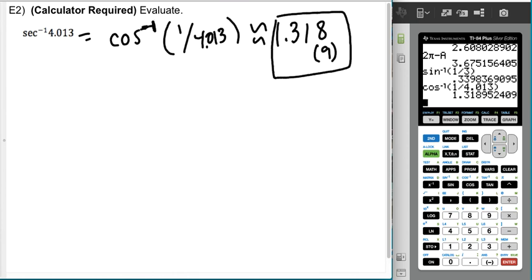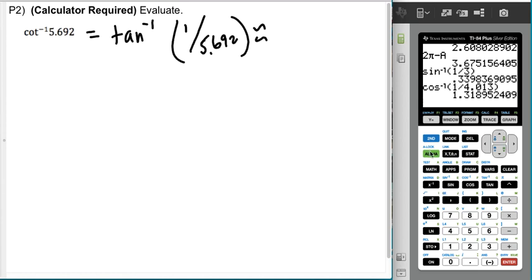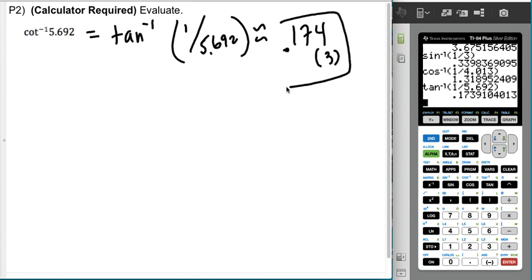If I want to find the inverse cotangent, what I'm going to have to do is the inverse tangent of 1 over this value. And you don't have to find 1 over that value. You can just say that's what you're doing and then type it in. So second tangent of 1 divided by 5.692, close the parentheses and enter. And I get that that's about 0.174 or 173, depending on if you round or truncate.